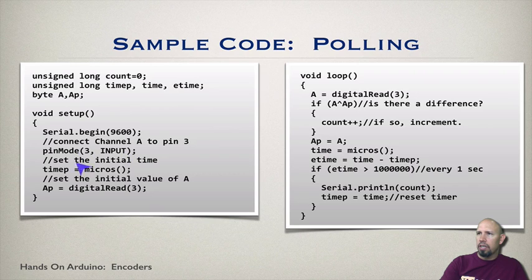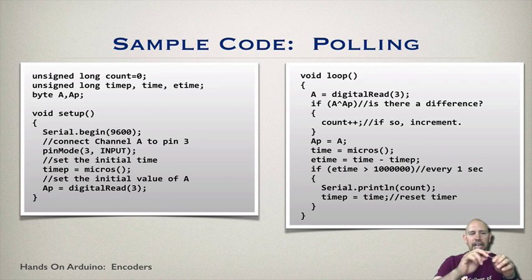Okay, so input mode. We're going to set the initial time. Now, in our case, this program is going to be using an optical encoder, and the optical encoder doesn't need a pull-up resistor. If you use an encoder like this, which incidentally is often called a digital potentiometer, it's not really a potentiometer, it's an encoder, but it's often referred to as a digital potentiometer.